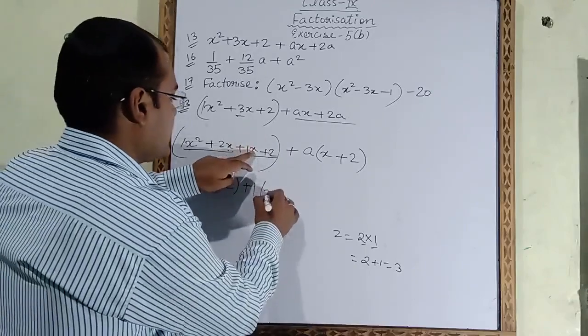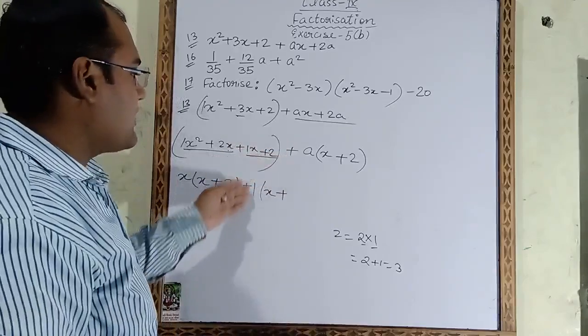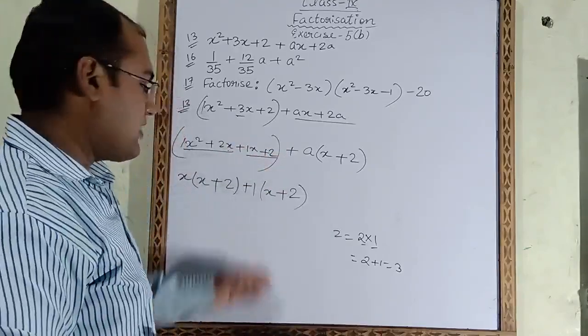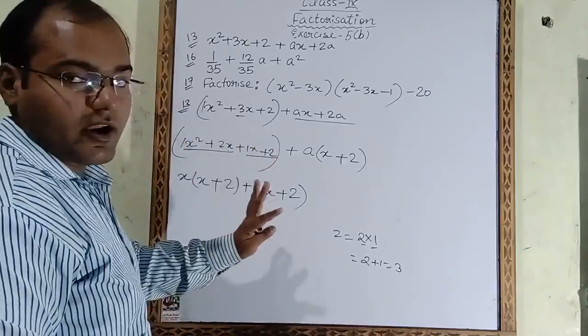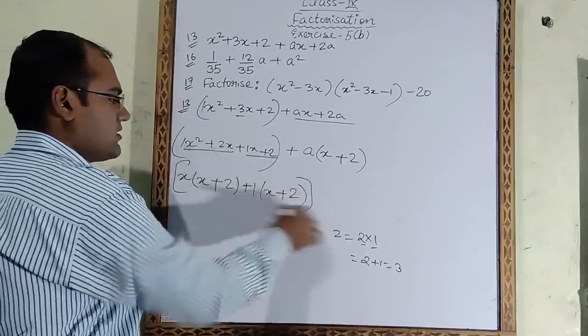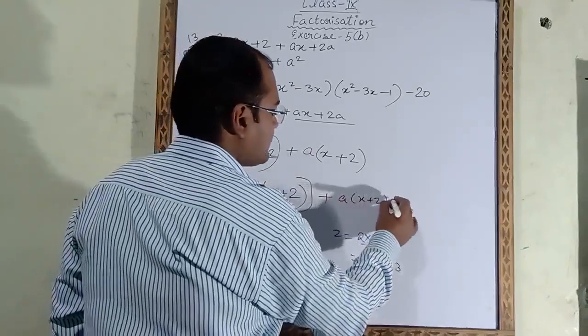What is the remaining here? X plus 1 we are taking common from 2. So 2 will be there. When we take 1 common, same thing we have to write. So this full is the solution of this bracket. So you have to write in single bracket. Now plus a into x plus 2.